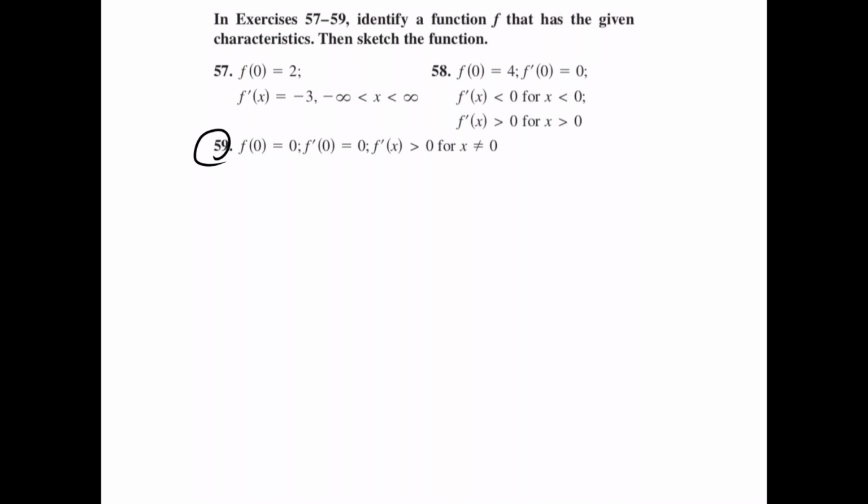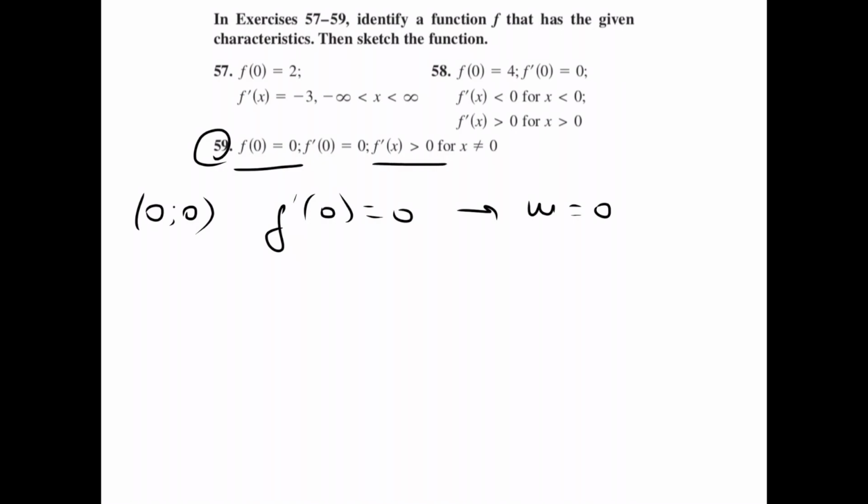Since we're given that the value of f at 0 is 0, the function passes through the origin. The graph has a horizontal tangent line at this point because we are given that f dash of 0 is 0, which means our slope is 0. Since the first derivative of our function is positive elsewhere, the function has a positive slope. So f dash of x is positive means that m is positive. Our function is increasing. Now let's take a function that satisfies these conditions.